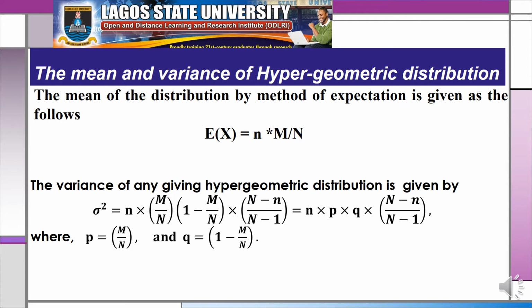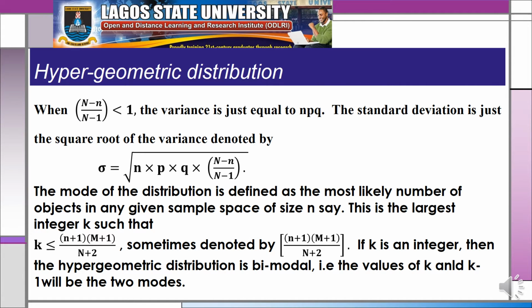The mean of hypergeometric distribution is given by n times M over capital N. The variance of any given hypergeometric distribution is given by the expression here, sigma squared, where p is equal to M divided by N and q is equal to 1 minus M divided by N. When N minus n divided by N minus 1 is small, the variance is just equal to npq, and the standard deviation is the square root of the variance, denoted by this expression.